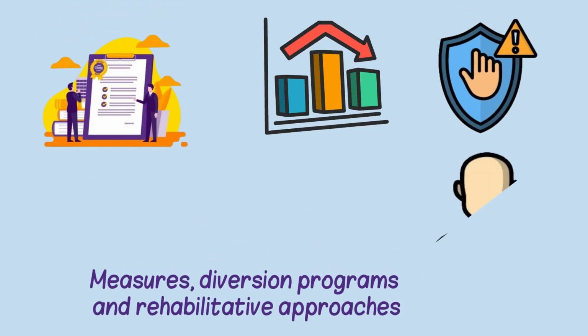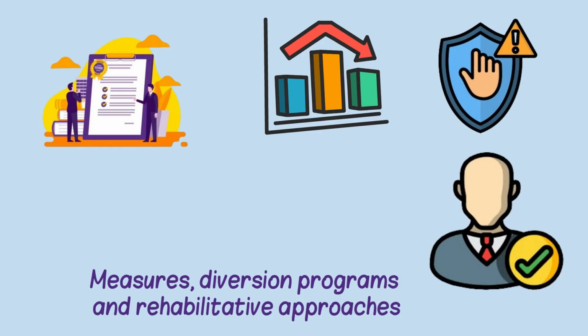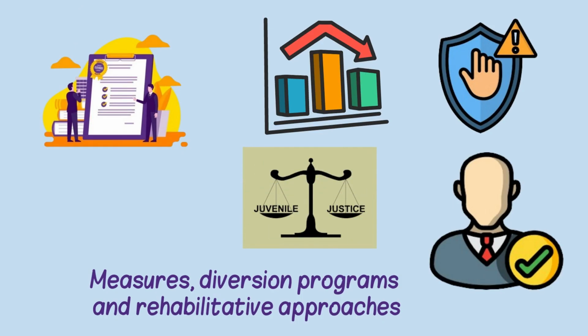The survey emphasizes a more holistic, community-centered approach to juvenile justice by highlighting the importance of addressing underlying social and economic disparities.